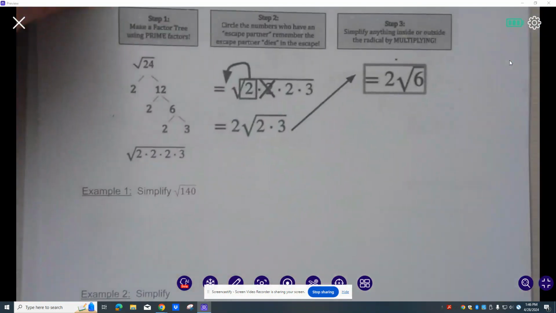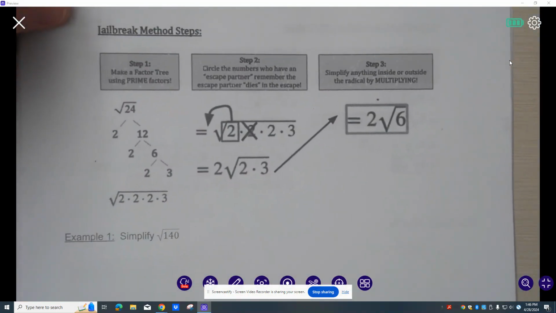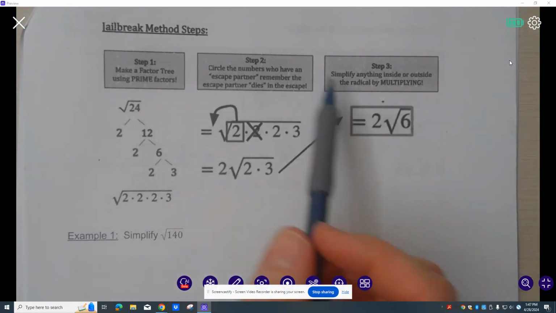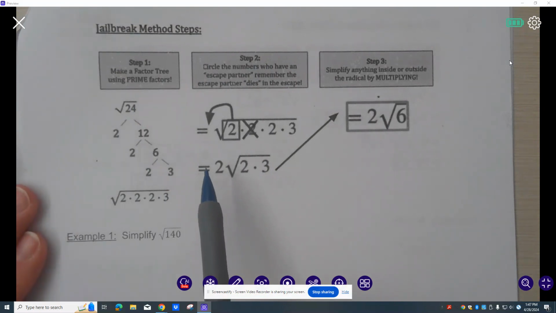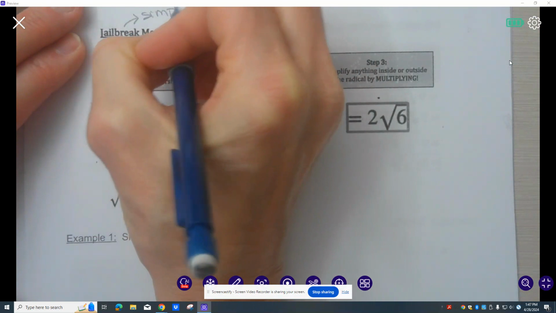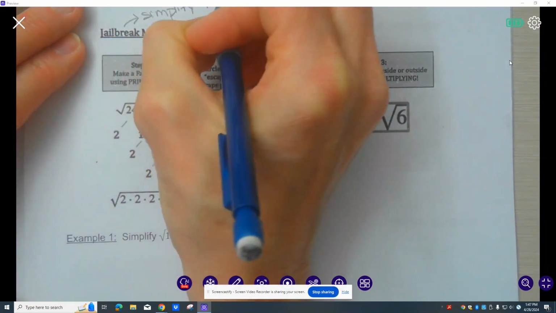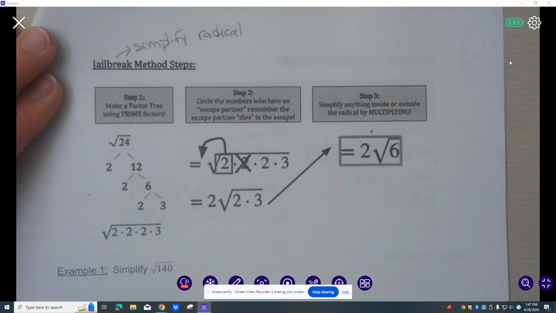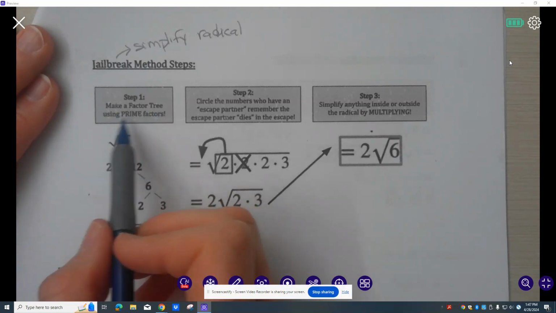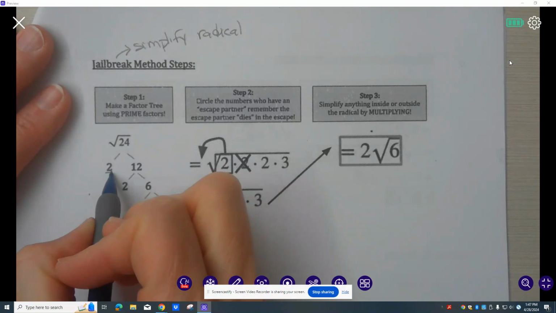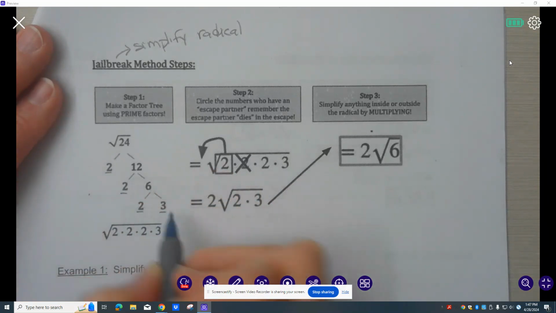Let's look at the first example, and then we'll probably do another video. In this first example, we're going to go through this jailbreak process, which is the method we use to simplify a radical. So jailbreak is the method for simplifying a radical. It says step 1, make a factor tree using prime numbers. So we want to do a factor tree until we get down to all prime numbers.